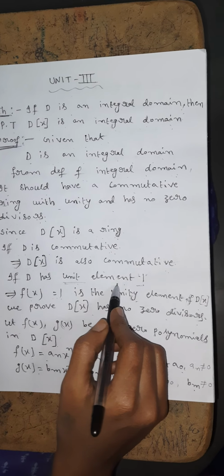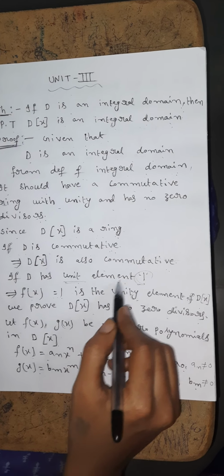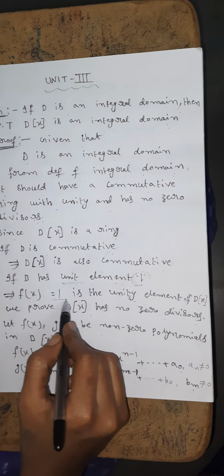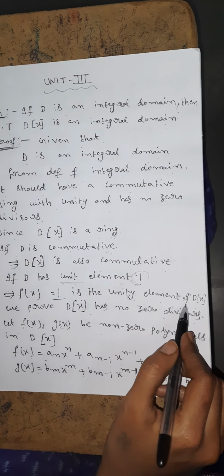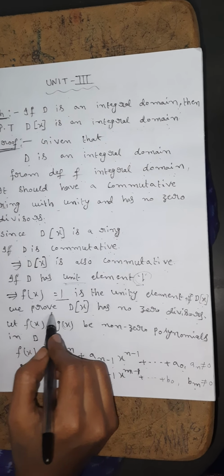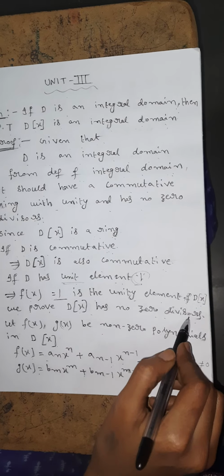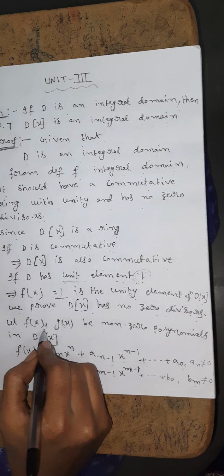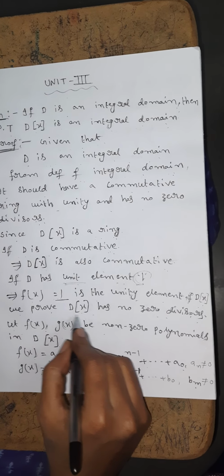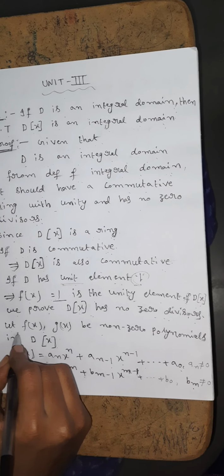If D has unit element, so 1 తీసుకుంటాం, unit element 1. So f(x) = 1 is the unity element of D[x]. We prove that D[x] has no zero divisors. Let f(x), so మనం ఏం ప్రూవ్ చేయాలి? D[x] has no zero divisors అని ప్రూవ్ చేద్దాం.